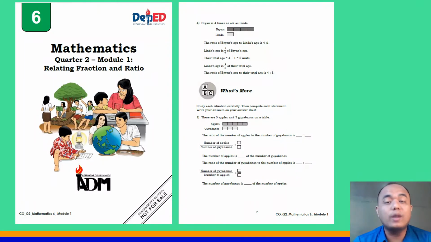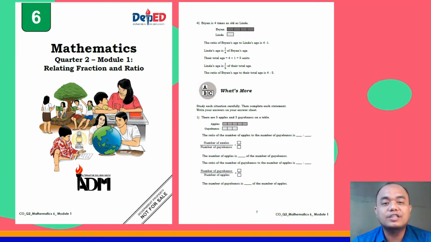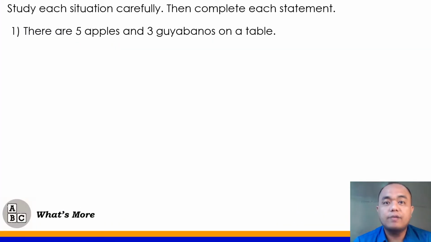Again, this is the What's More part of your Quarter 2 Module 1, Relating Fraction and Ratio. Direction: Study each situation carefully and then complete each statement. Number 1. There are 5 apples and 3 guyabanos on the table. For us to visualize this, let us use a block model to represent the apples and guyabanos.